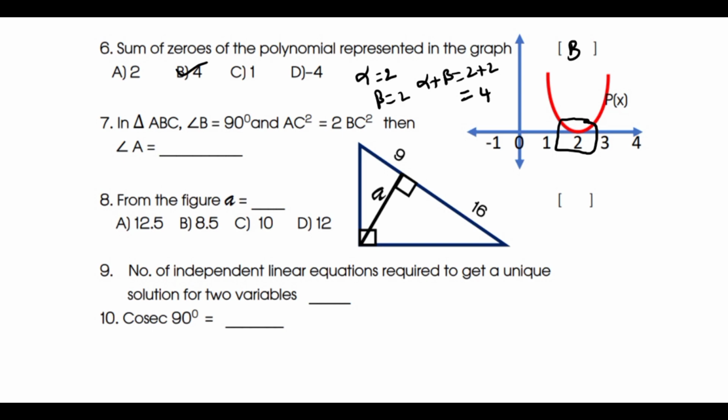The next question is, in triangle ABC, angle B is equal to 90 degrees and AC square is equal to 2 BC square, then angle A equals what? Okay, we need to draw a rough figure for this question. I'm going to draw a rough figure, a triangle. This is A, this is B, right angle they gave at B, and this is C. So AC square is equal to AB square plus BC square, which means the 2 sides are equal. This is 90 degrees.